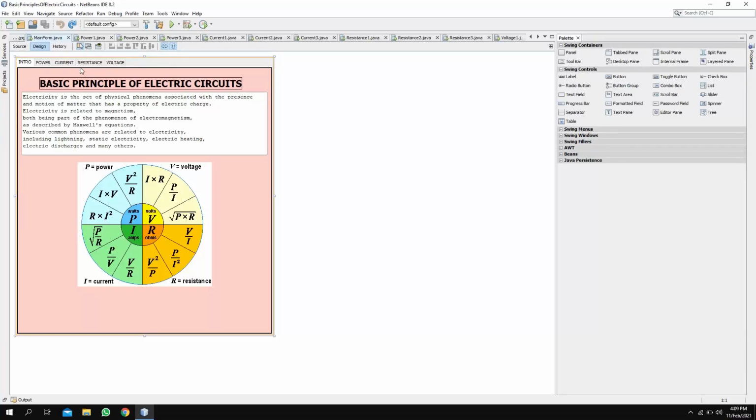Hi, so today I'm going to explain about the program that I made. So this is the basic principle of electric circuit.